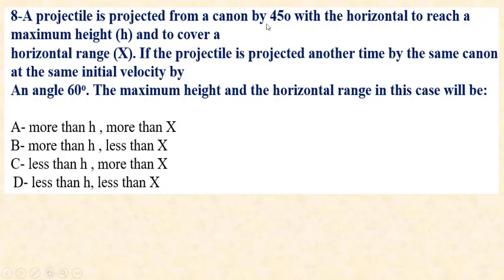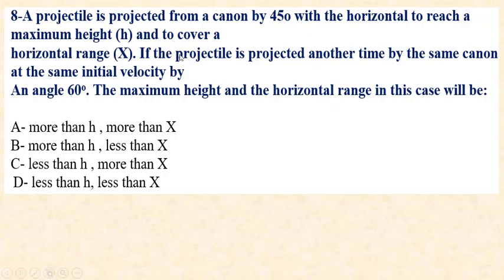But the angle is 45. Remember, a 45 degree angle makes the projectile move the maximum horizontal range. So if the angle changes to more or less than 45, the object moves a smaller horizontal range. Okay, complete reading the question.